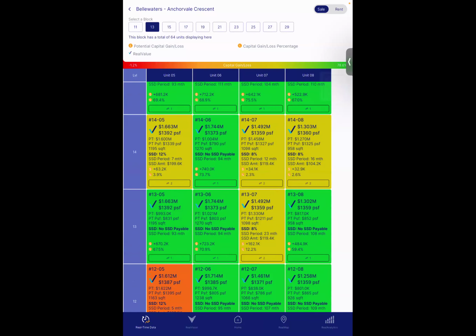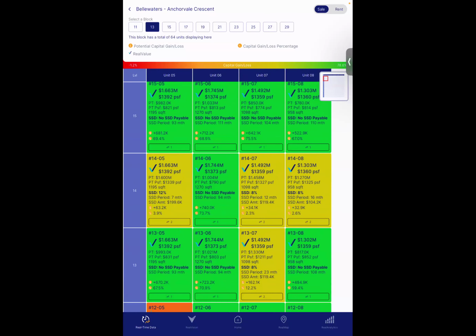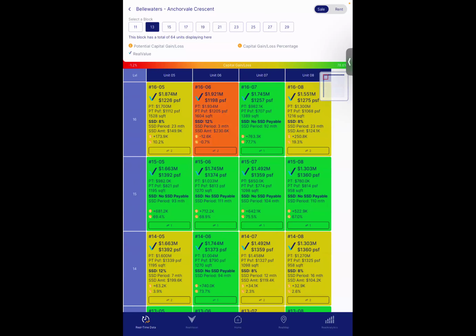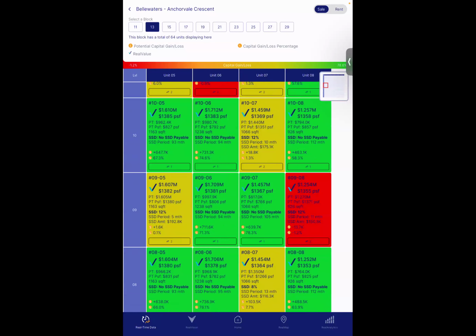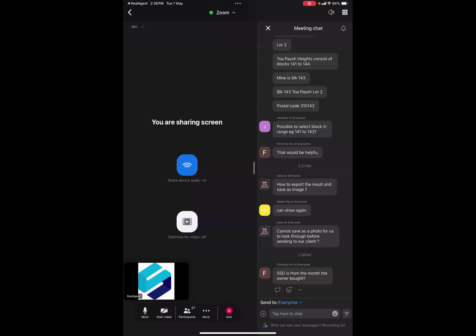So this block 13 got a bit more sales transactions over the past year, or quite a fair bit. Okay. So I will use this method to judge whether this project got any potential or not for me to spend my marketing dollars on.